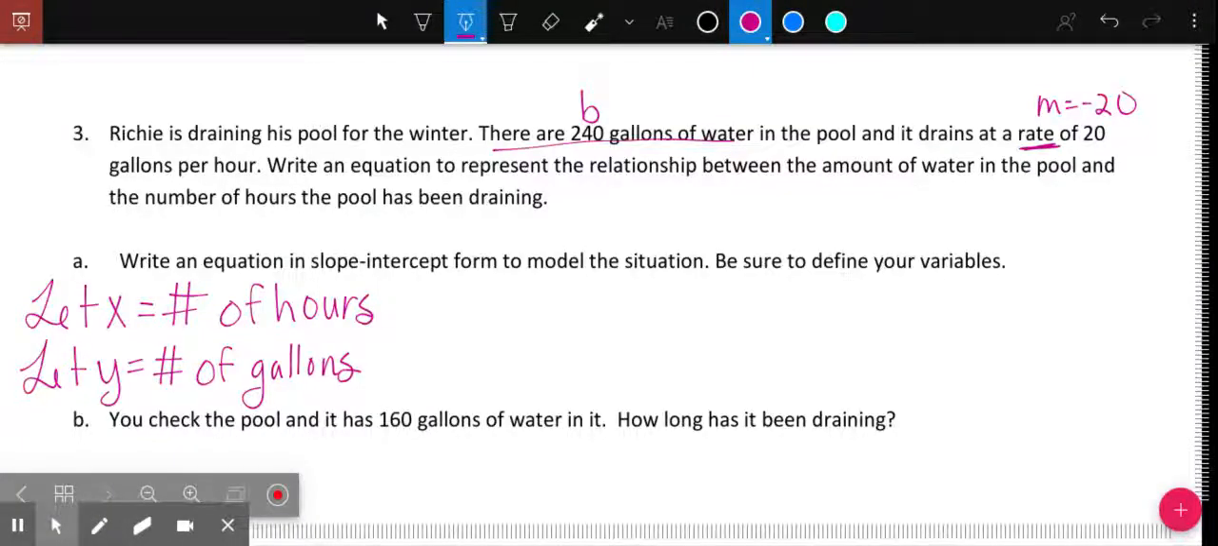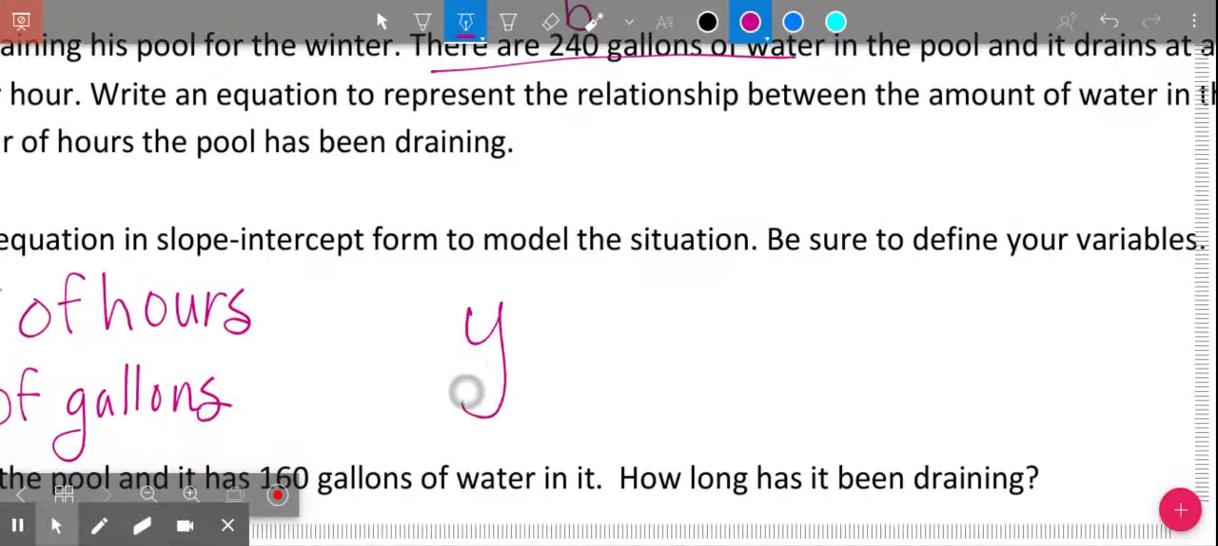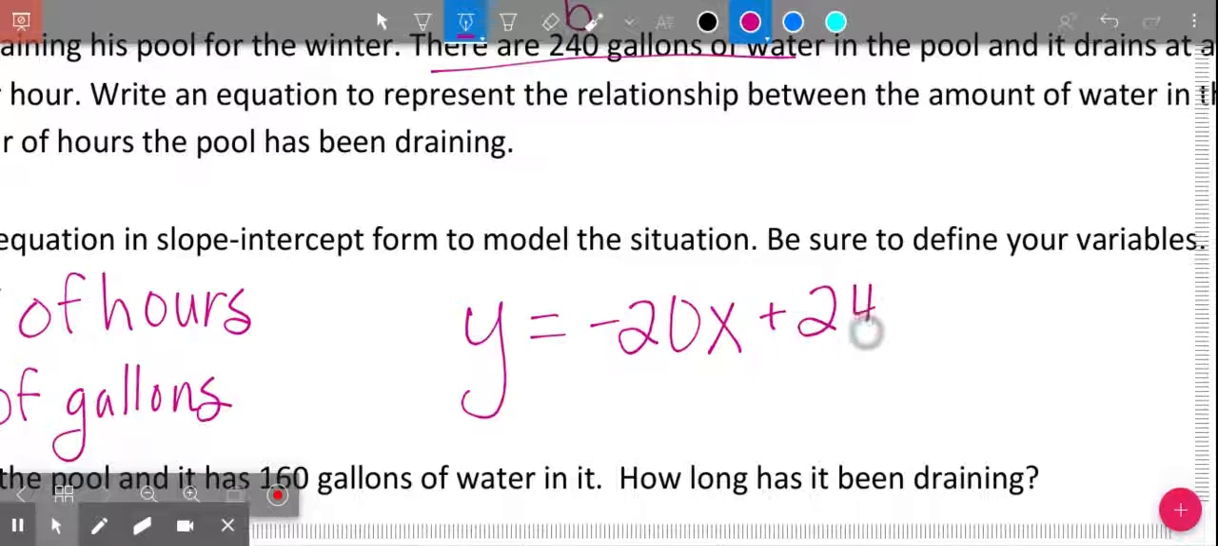So now we're going to write our equation. We'll have the number of gallons in the pool is equal to draining 20 gallons per hour per x. We started with 240.